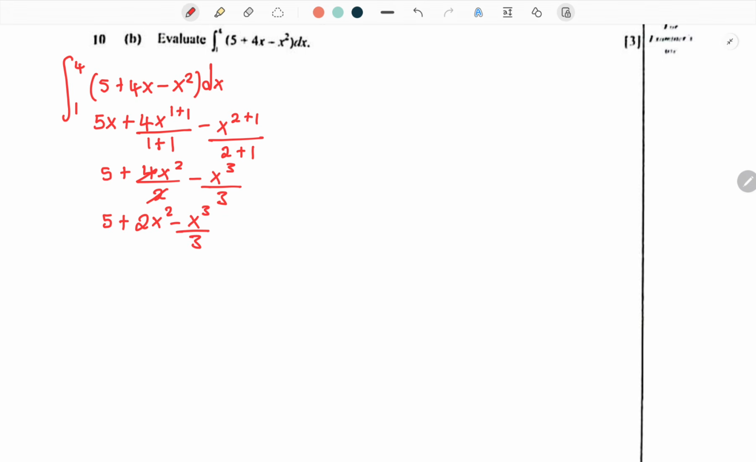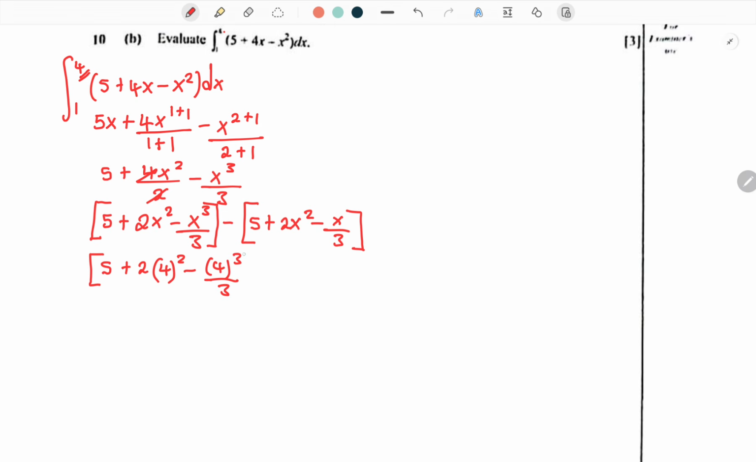Now, because we have the upper limit and the lower limit, we are going to subtract the 2. So you're going to get this here and then subtract it from the same. So this is going to be our upper limit. This one is going to represent our lower limit. So for our upper limit, we're going to have 5 plus 2. Then you're going to put a 4 where there is x. Then you find your value.